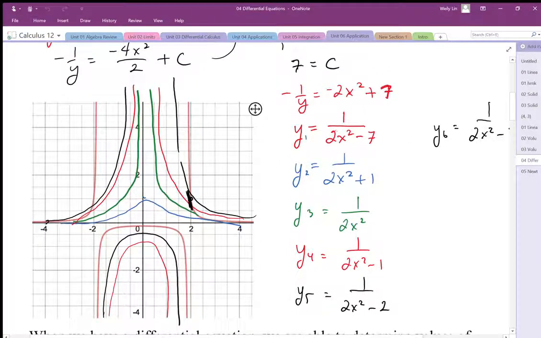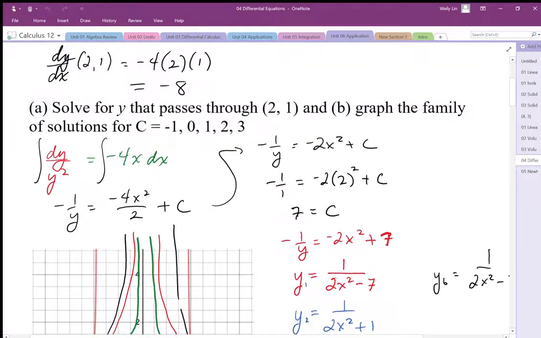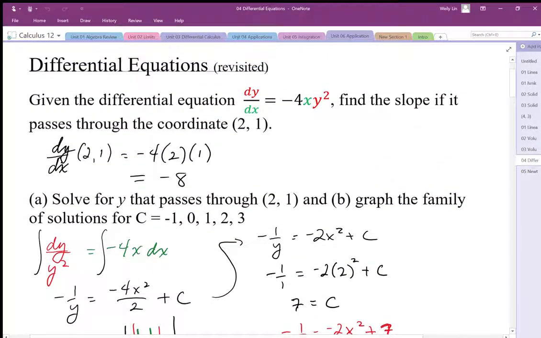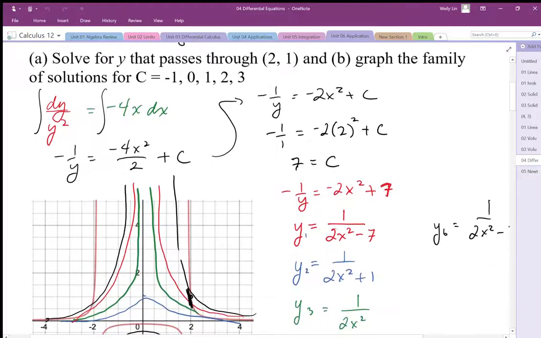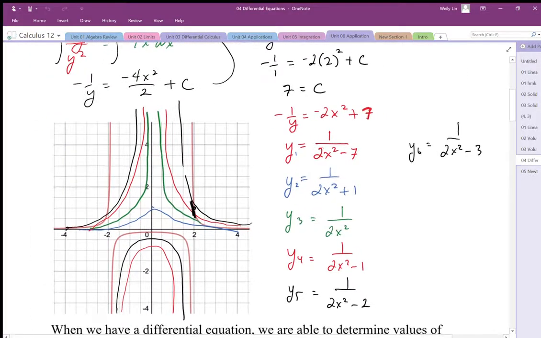So when we graph the family of solutions, we're going to get a whole series of solutions that follow this kind of shape. And if this differential equation is going to give us the slopes to all those pieces, I can actually use this differential equation to generate a bunch of slope pieces like I did here.